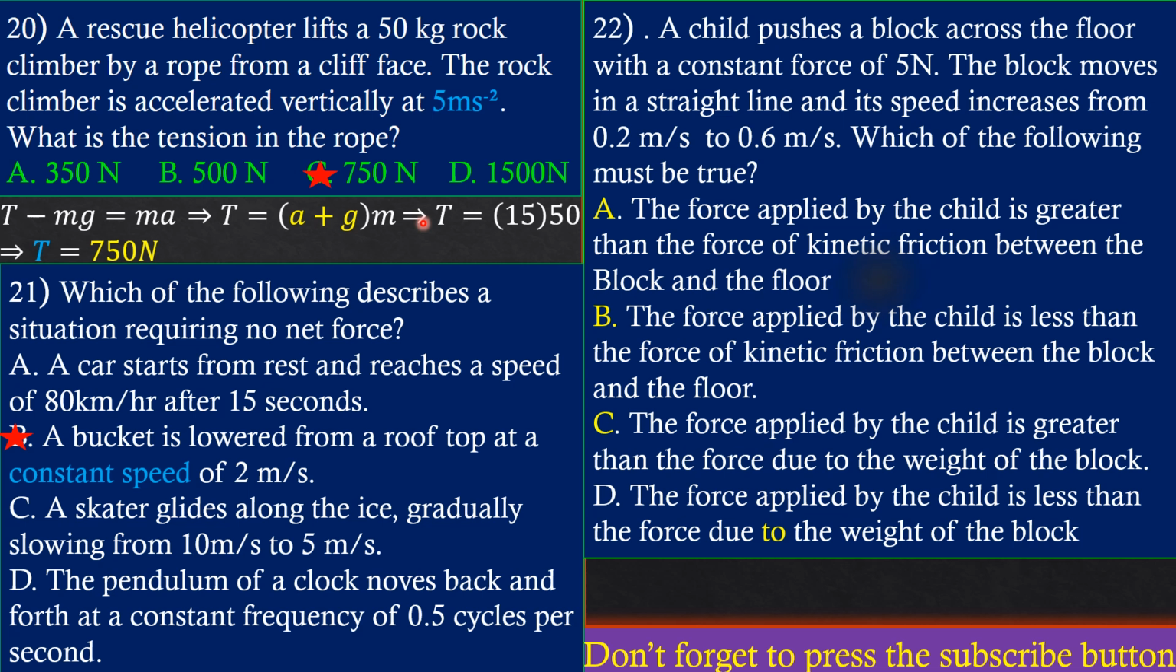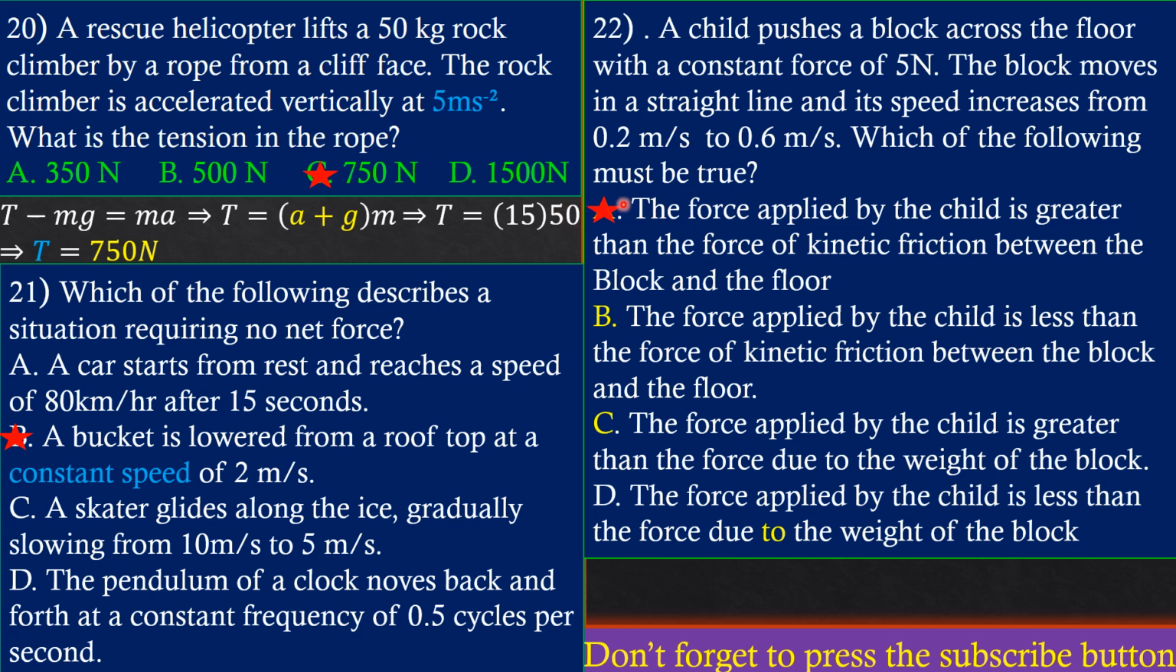It reads that a child pushes a block across the floor with a constant force of 5 newtons. The block moves in a straight line and its speed increases from 0.2 meters per second to 0.6 meters per second. Now, which of the following must be true? Option A: the force applied by the child is greater than the force of kinetic friction between the block and the floor. Guys, option A is the best option even without looking at the rest.